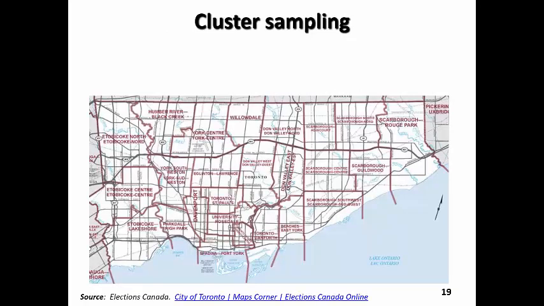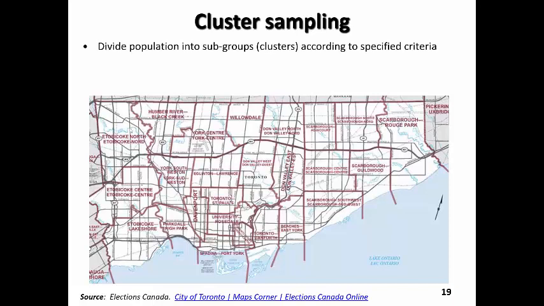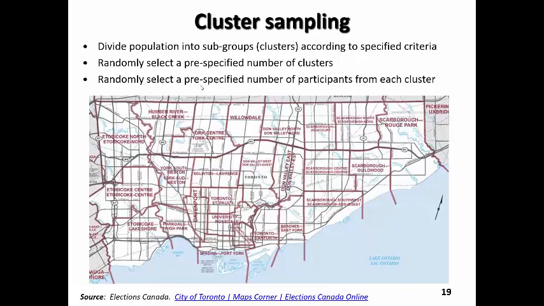Another type of sampling is called cluster sampling, and as the term suggests here, the population of interest is first identified and is then divided up into clusters or subgroups based upon specified criteria. Then researchers would randomly select a pre-specified number of clusters and then randomly select a pre-specified number of participants from each of those randomly selected clusters.